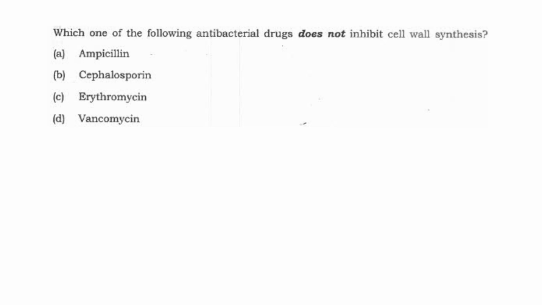It inhibits bacterial protein synthesis by preventing the enzyme peptidyltransferase from adding the growing peptide chain attached to transfer RNA to the next amino acid. So their modes of action are different, but they are all antibacterial drugs. For this question, the correct option would be C, that is erythromycin.